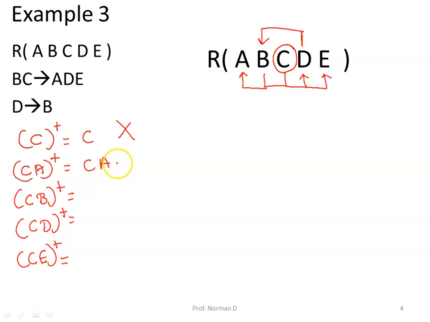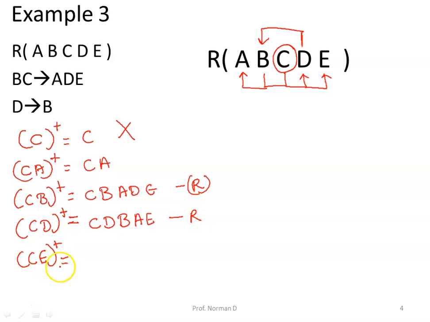and nothing else. The closure on CB is CB. So BC gives us A, D, E, so we get one relation here. Next, the closure on CD is C, D. D gives B, BC gives A, D and E. So this is also giving us the entire relation R.